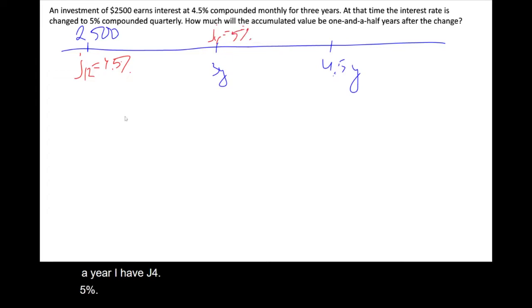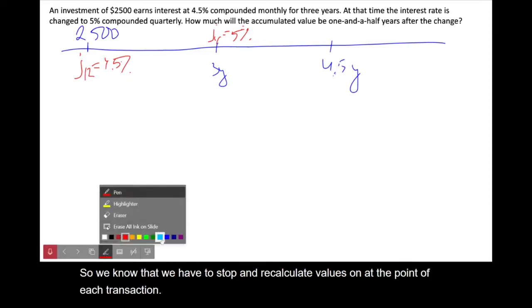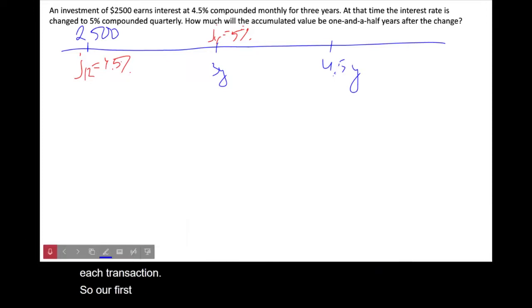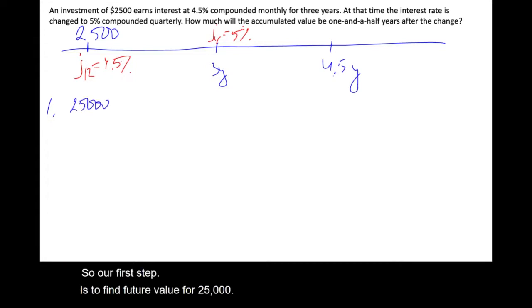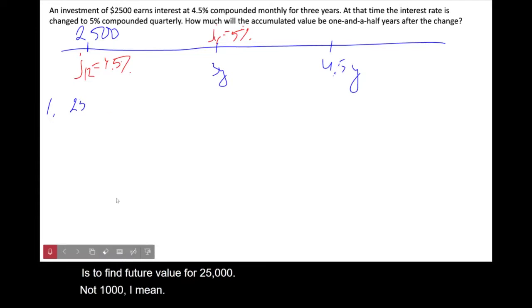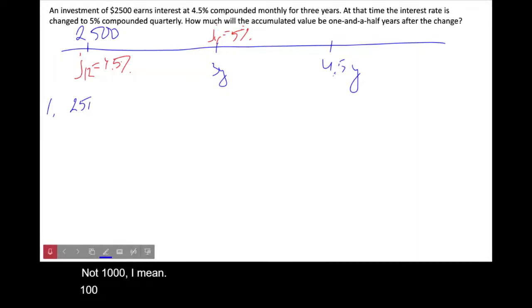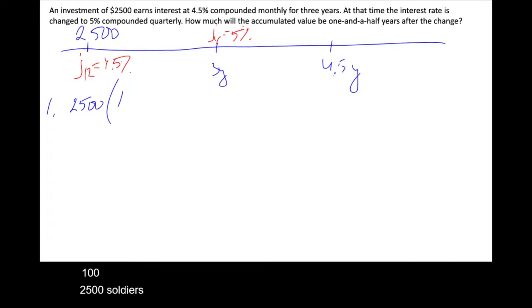So we know that we have to stop and recalculate values at the point of each transaction. So our first step is to find future value from $2,500. Oops, not 1,000. I mean $2,500. So what is I?